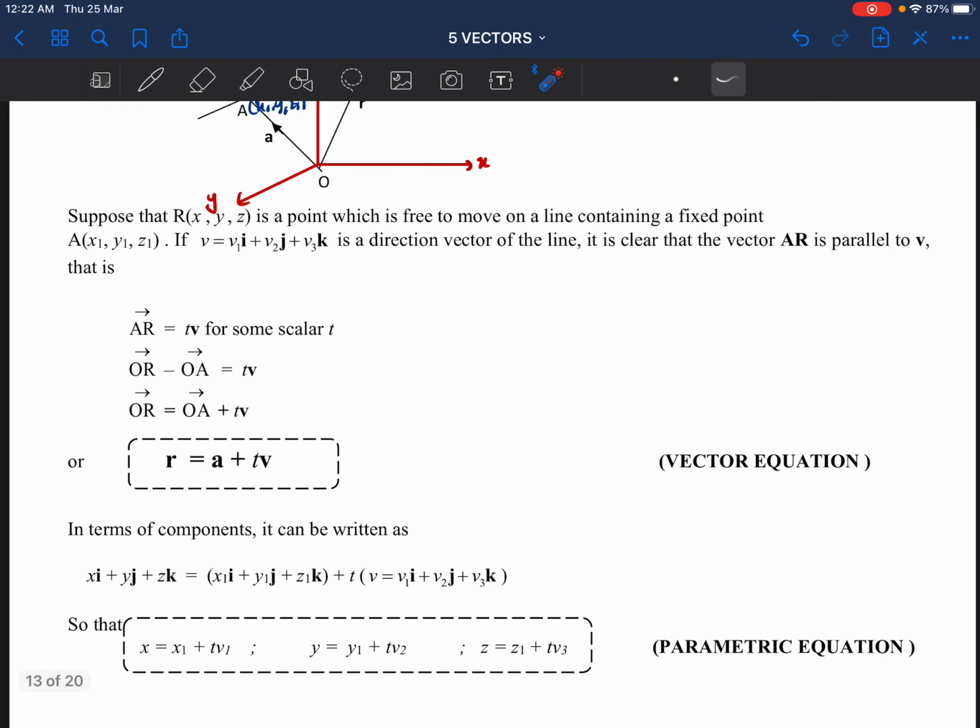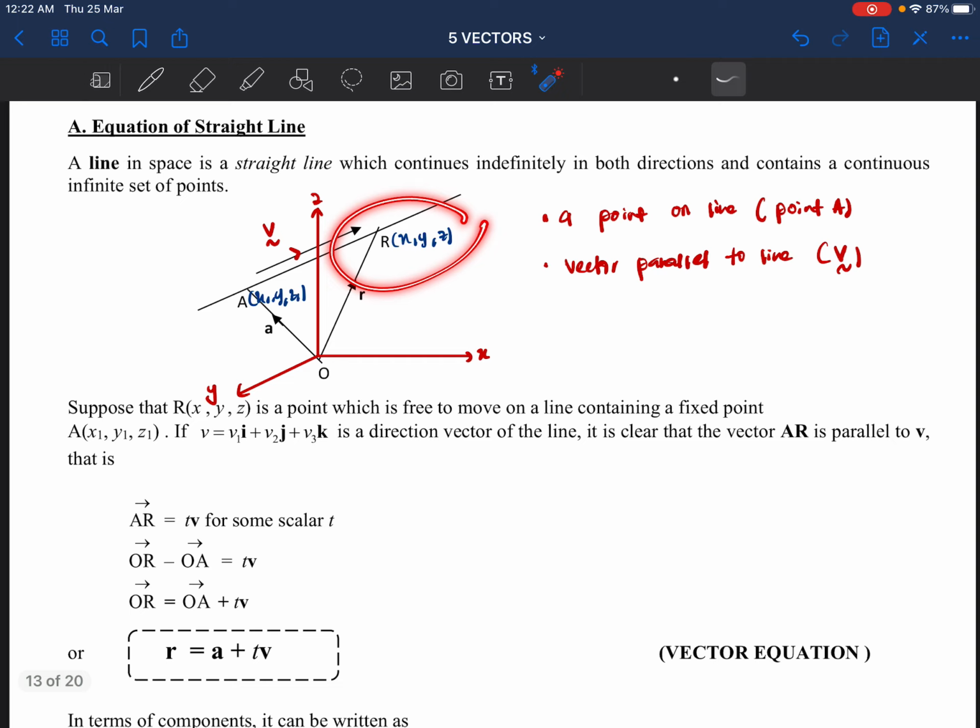Alright. So kita tengok suppose that R, ini point R kita, is a point which is free to move on a line containing a fixed point A. Okay, if V equals to V1I plus V2J plus V3K is the direction vector of the line. So, kita ada direction vector AR. Kita tahu direction vector AR is parallel to V kita. So, kita ada direction vector AR is equals to TV. Kenapa? Kita tahu that kita pernah belajar V1 is equals to lambda V2. Dia boleh jadi any constant dekat sini.